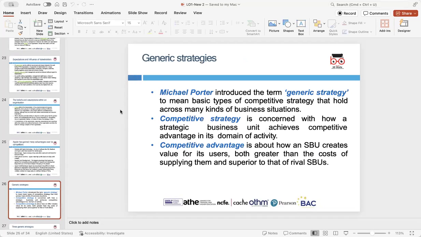Generic strategies. Any idea about generic strategies? Any comments, ideas? No, this one, no.